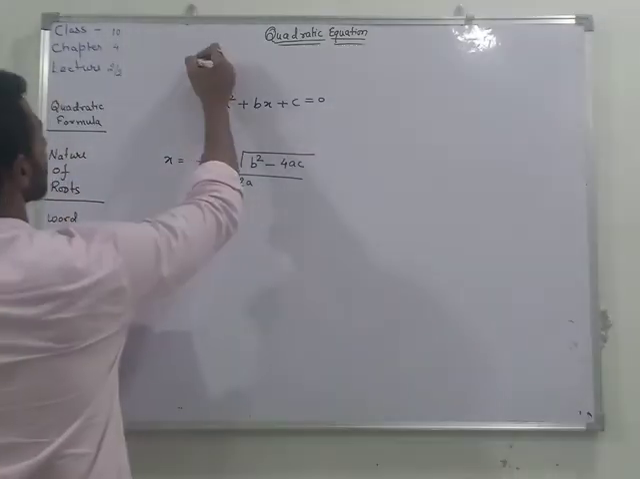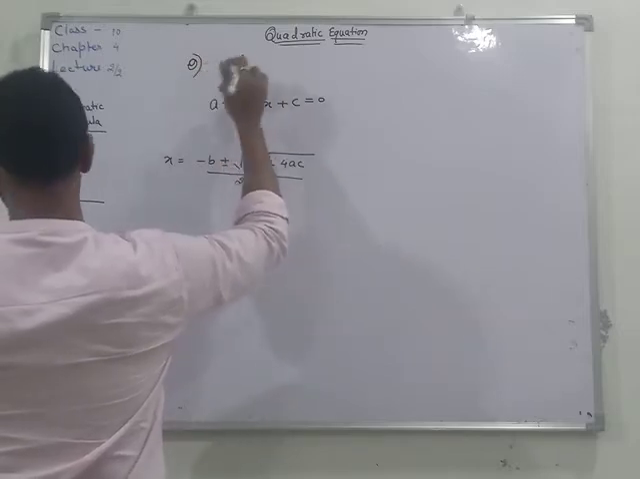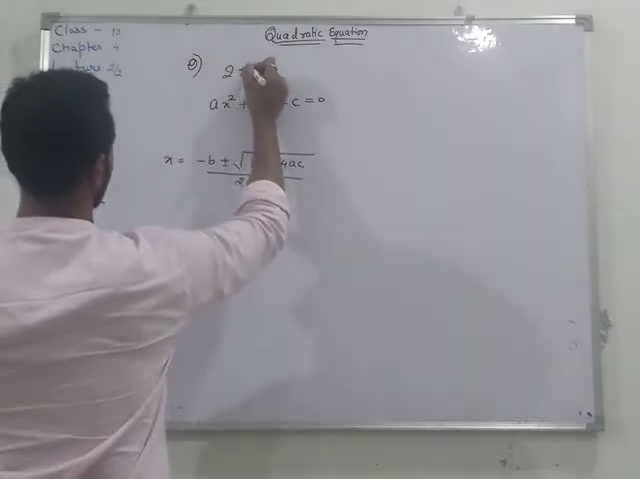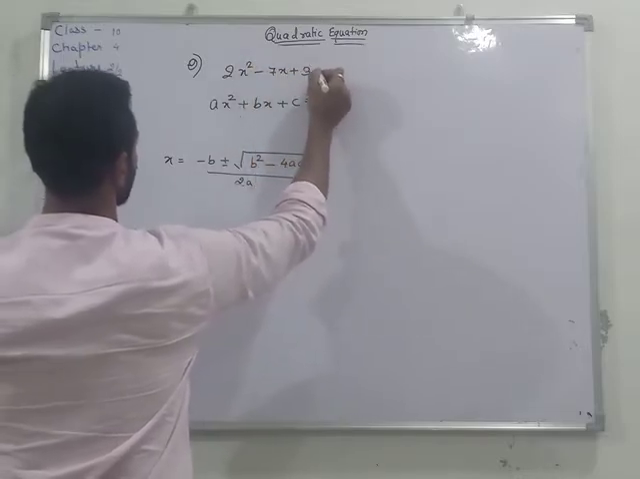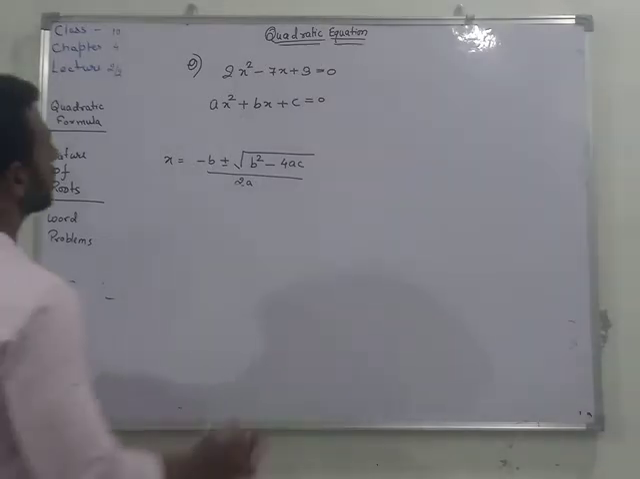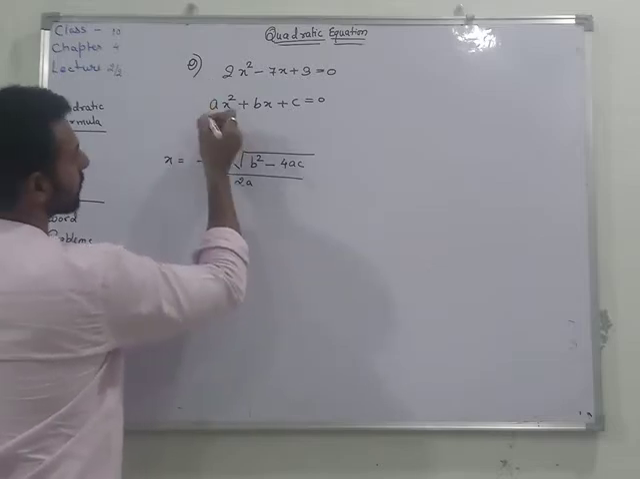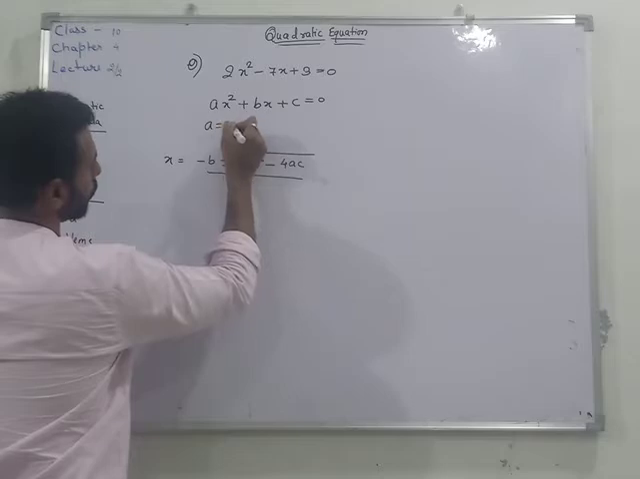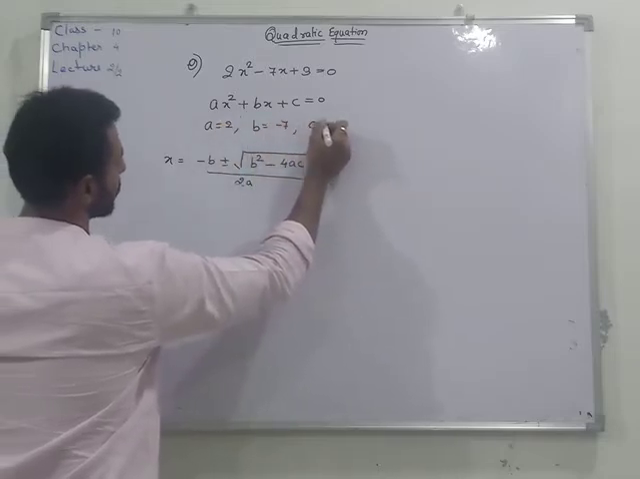Question is, equation is given: 2x square minus 7x plus 3 is equal to 0. This is given to us. Now solving this, comparing the given quadratic equation with the general expression, a is equal to 2, b is equal to minus 7 and c is equal to 3.